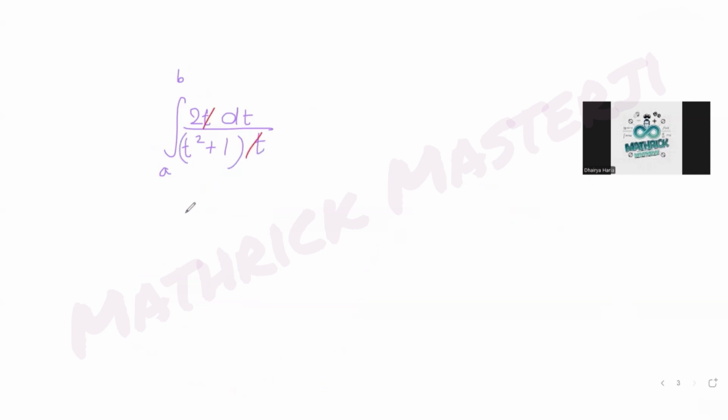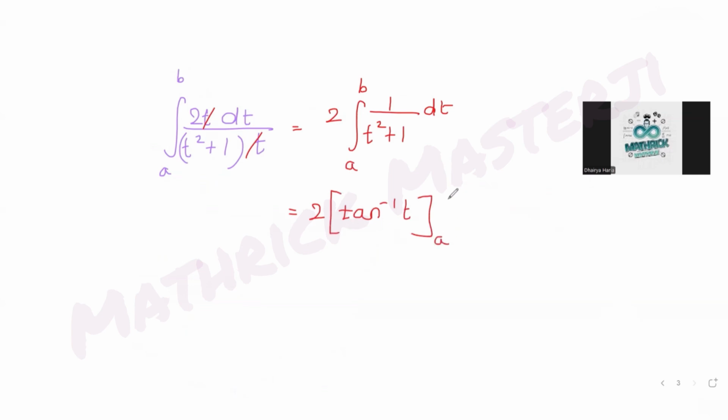t and t cancel. So you get 2 out, integral with limits a to b of 1 over t square plus 1 dt. And 1 over t square plus 1 basically becomes tan inverse of t, with the limits going from a to b. So that is the idea that we have here.